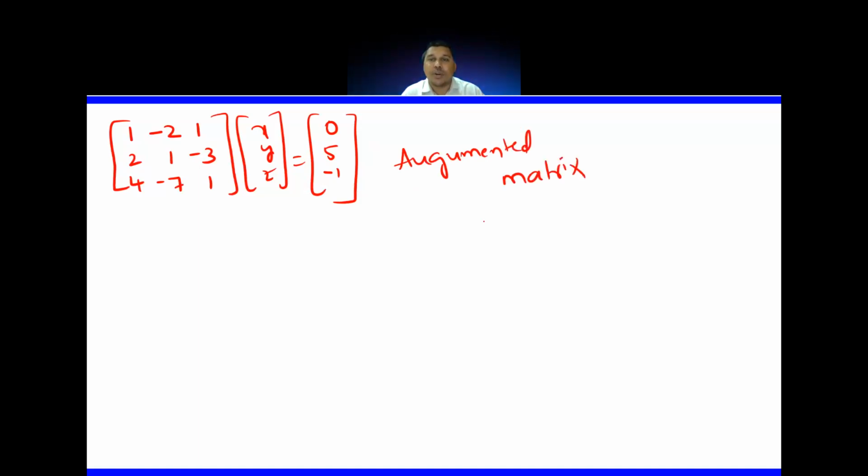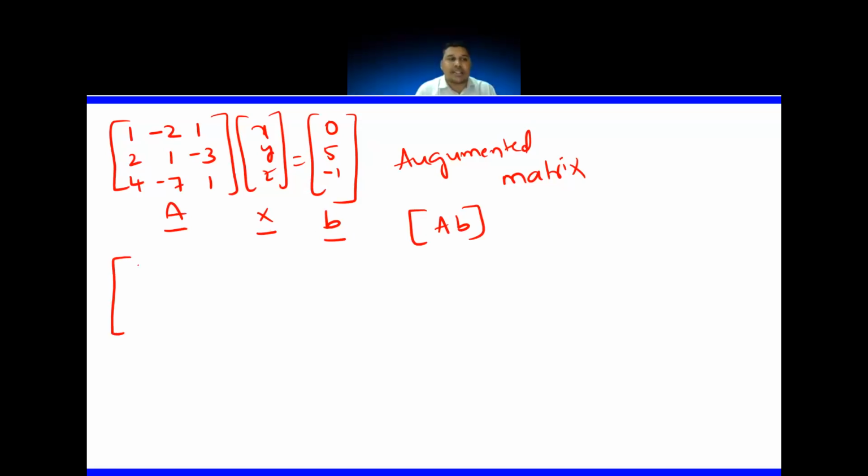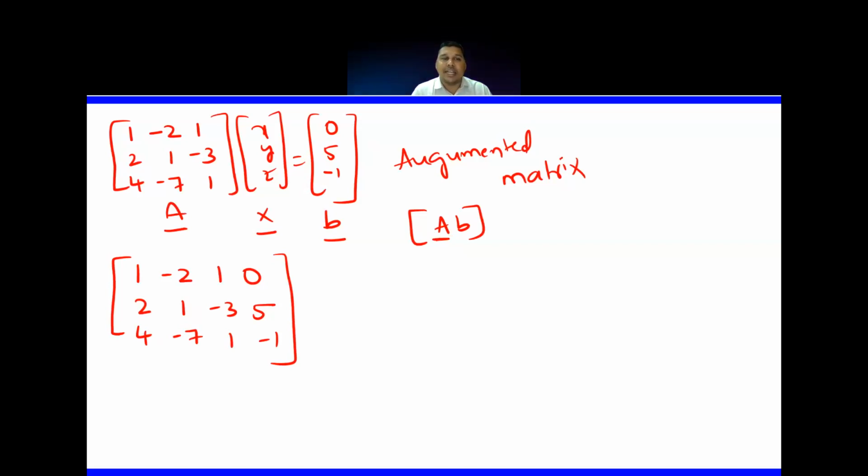What is this augmented matrix? You have A x equal to B. This is in the form of matrix A, x, which I have to find out, and B is given. So you combine the A and B matrices to form an augmented matrix. Your augmented matrix becomes something like this: 1, minus 2, 1, and 0 also. This 0 I am including here. Then 2, 1, minus 3, 5, and 4, minus 7, 1, minus 1. I am including the elements of A and B in a single matrix. This becomes my augmented matrix.